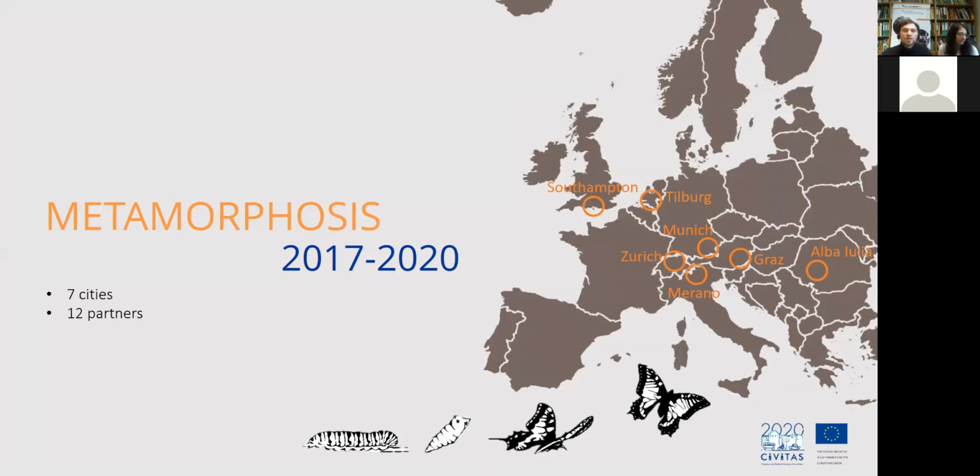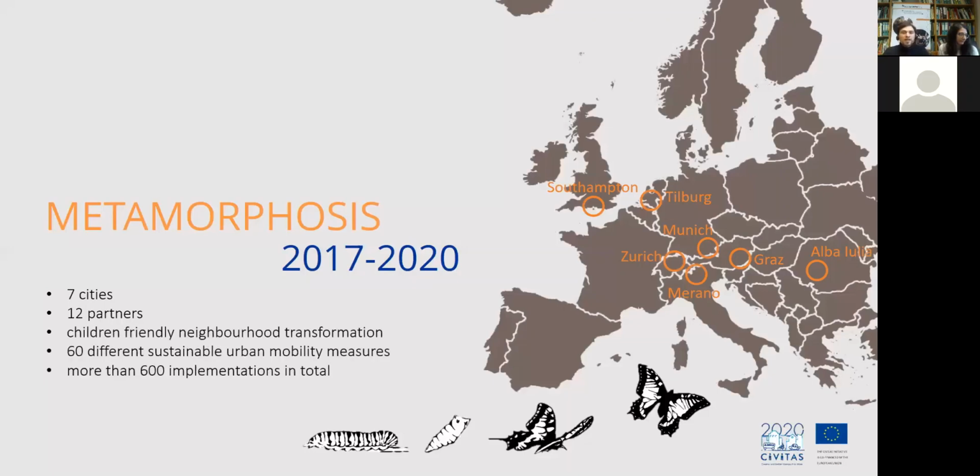And what is all this about? It's about children-friendly neighborhood transformation. So these 7 cities are trying to transform their neighborhoods into children-friendly neighborhoods through implementing different sustainable mobility measures. And so far, 60 different measures have been implemented, a total of roughly 600 times. So on average, every measure has been implemented 10 times, which is great, I think. Okay, so far the project.